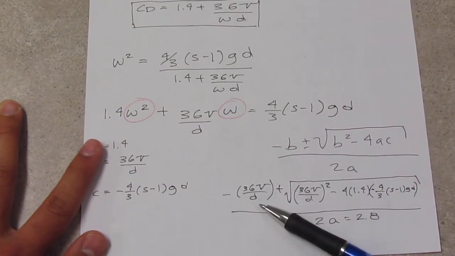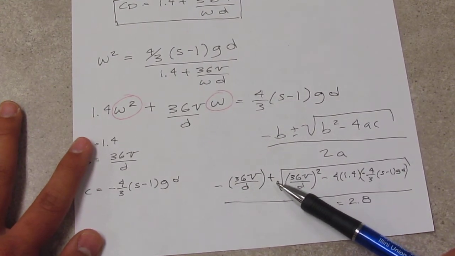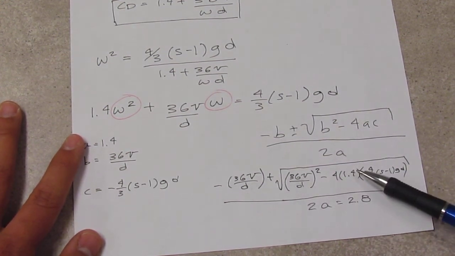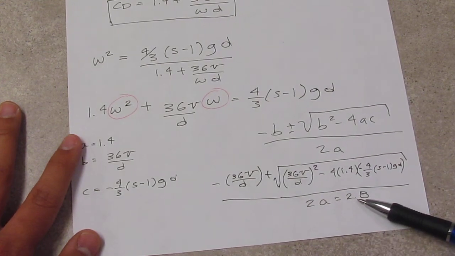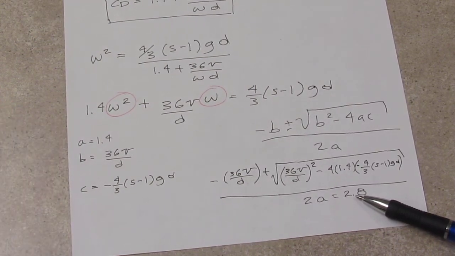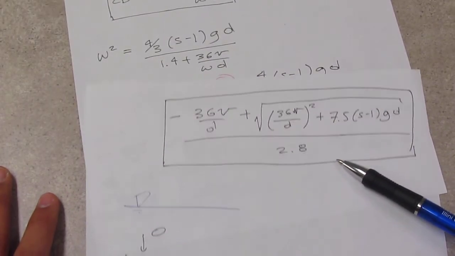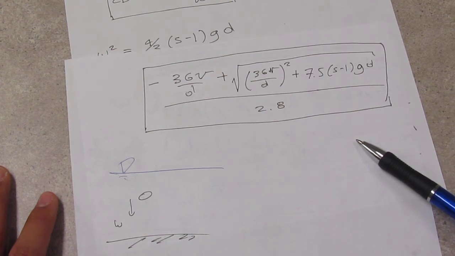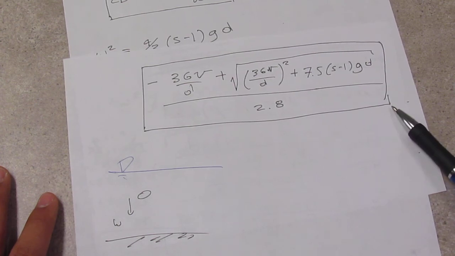Plugging this into the equation, we have our negative b, plus we are only interested in the positive root of our equation. It's the only one with physical significance. The square root of b squared minus 4ac, divided by 2a, which is 2.8. Further simplifying this would give us what we saw at the beginning. This is the falling velocity of a particle in a channel. I hope you now understand where this came from, and you are able to derive this yourself.